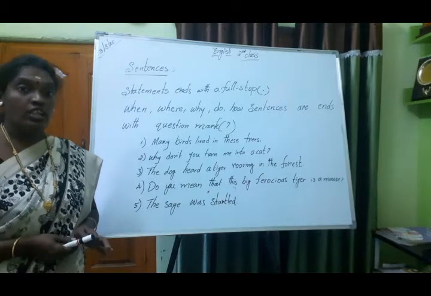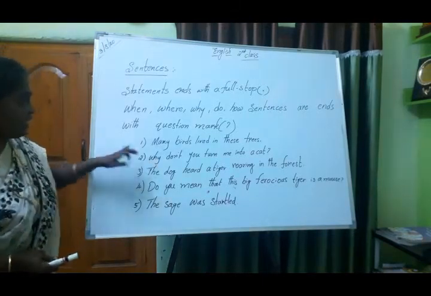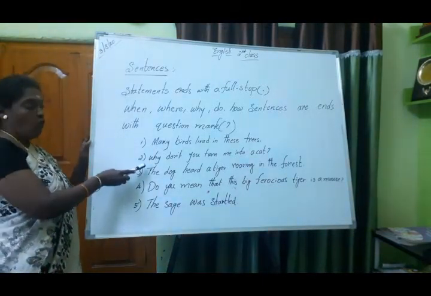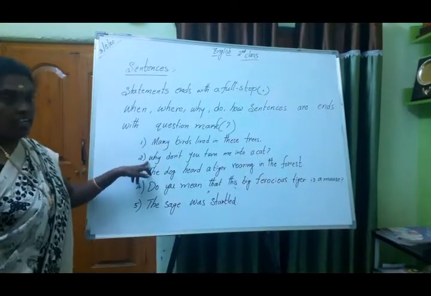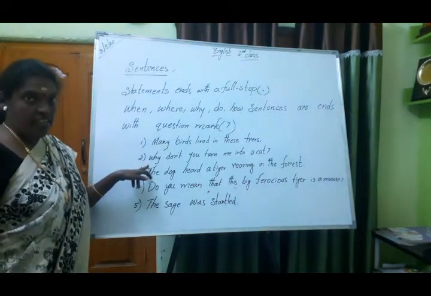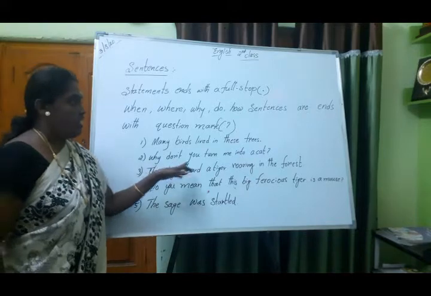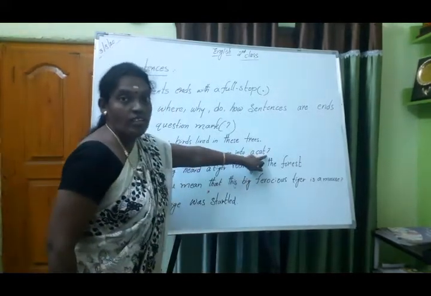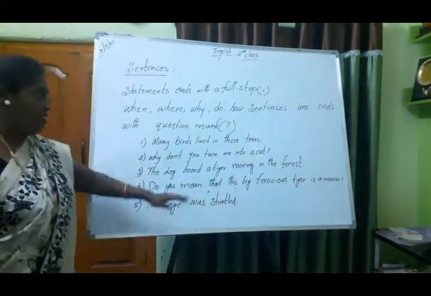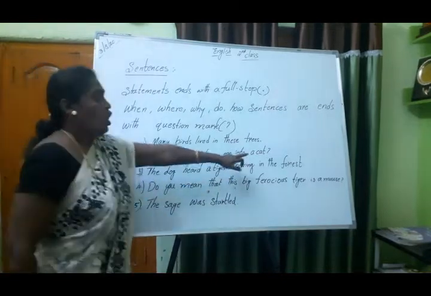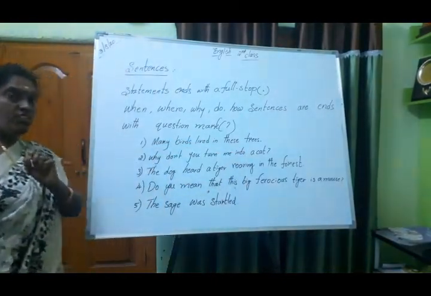Who is asking, children? The mouse. So the starting word here is what, children? Why. The sentence starts with why. So this sentence will end with what, children? Question mark. This sentence will end with a question mark. Yes children, do you understand now?